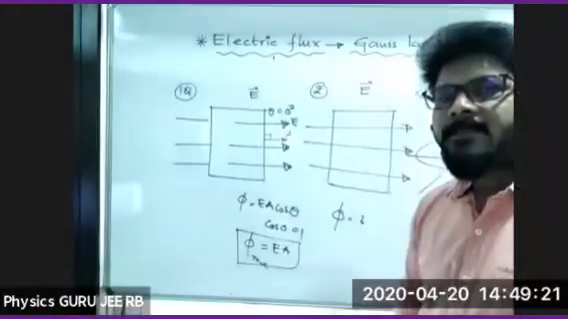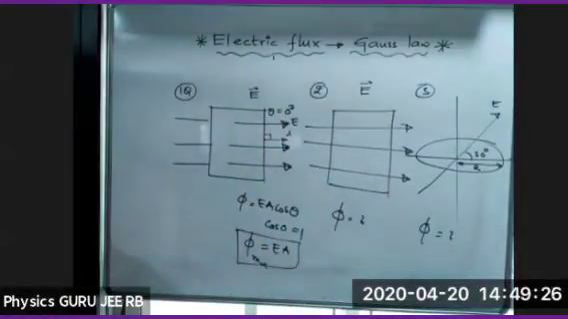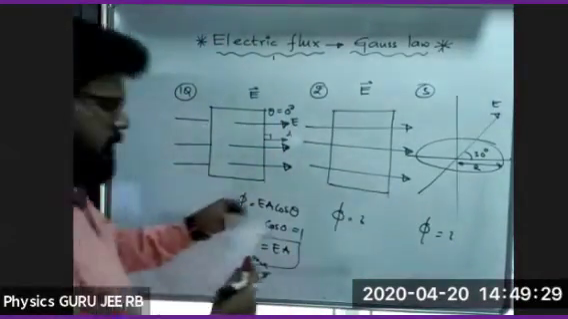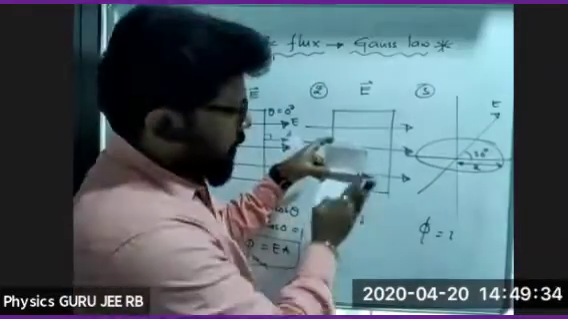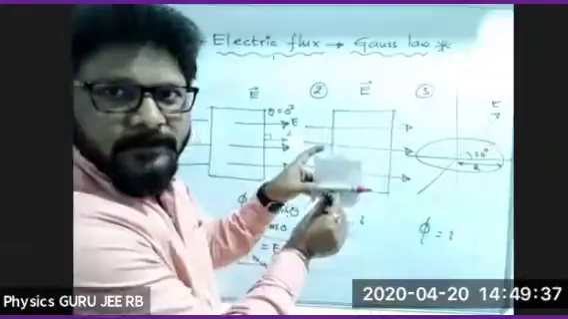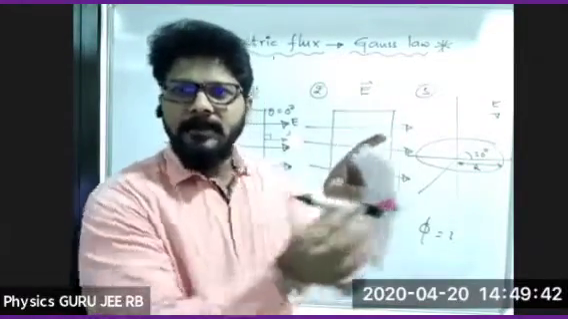90 degrees. It is how much? See, if this is nothing but a sheet, let us take this as the sheet. Electric lines are passing like this. Always this is the direction of the area vector. These are the lines, and this is the area vector.